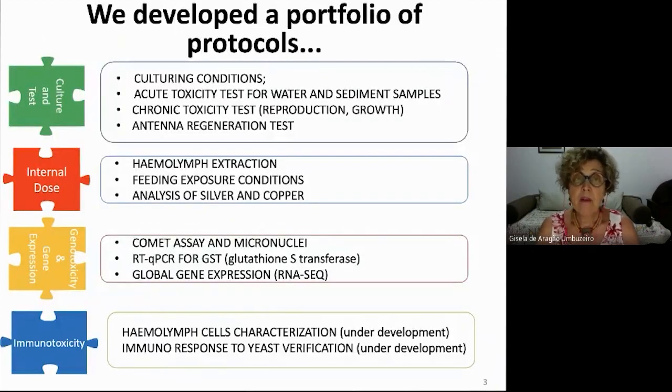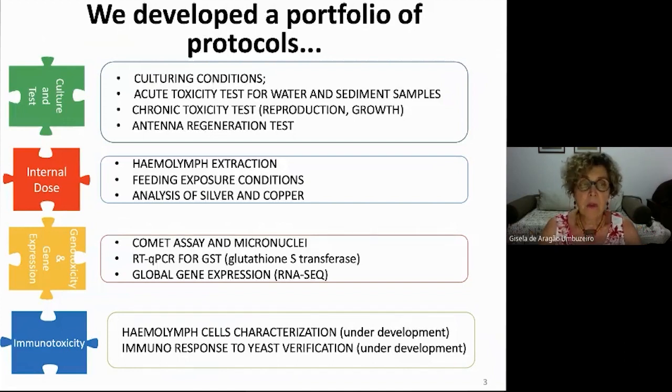In fact, we have been working with this organism for around 10 years now, and we developed a portfolio of protocols. And I'm going to present them in detail further on. First, regarding culture testing, we defined culture conditions, acute toxicity tests for water and sediment samples, chronic toxicity tests based on reproduction and growth, and antenna regeneration tests.